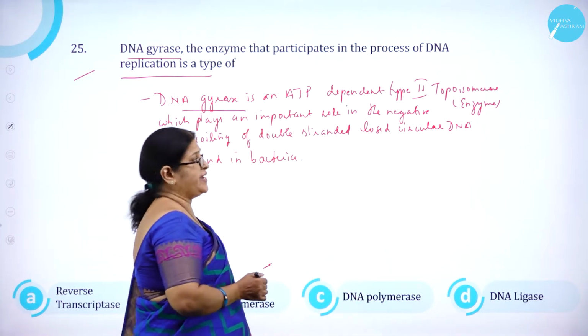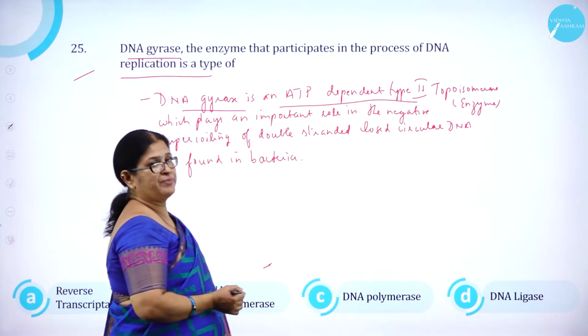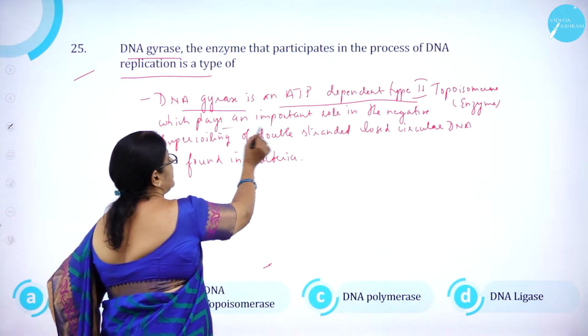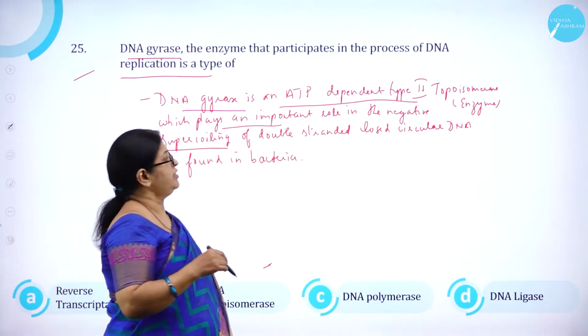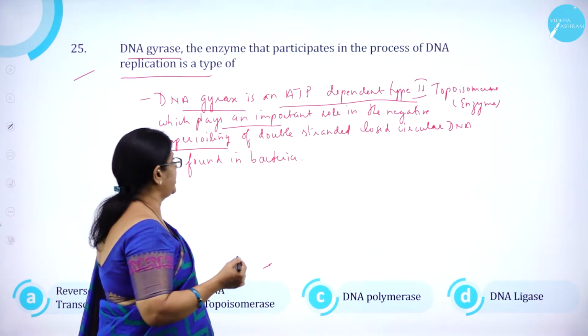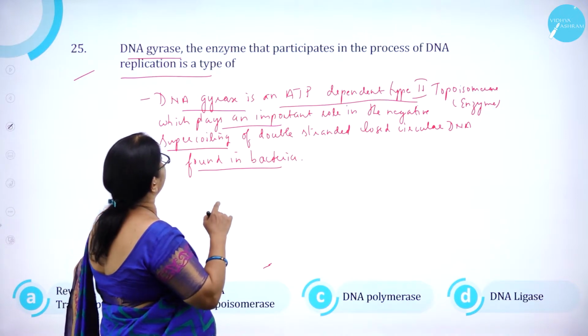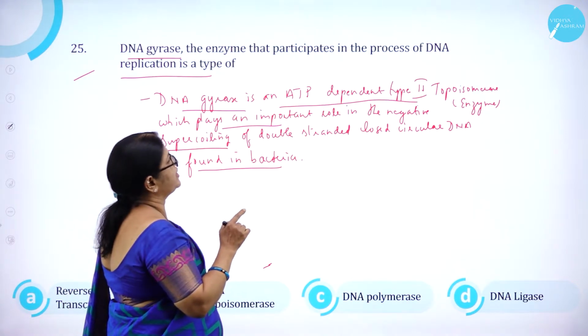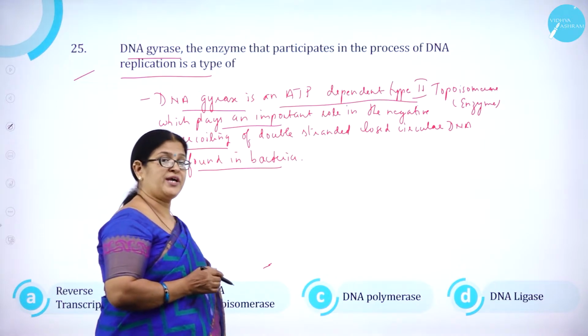DNA gyrase, as we know, is an ATP-dependent type 2 topoisomerase, an enzyme which plays an important role in the negative supercoiling of double-stranded closed circular DNA that is found in bacteria. So the DNA gyrase, the enzyme that participates in the process of DNA replication, is a type of DNA topoisomerase.